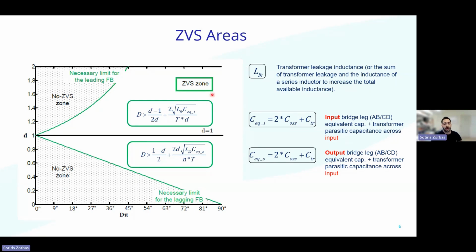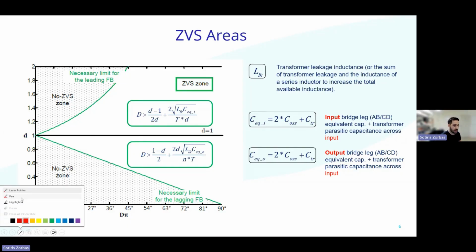All right. What you see here is a graph. Give me 1 moment to switch pens here. To switch my pen.